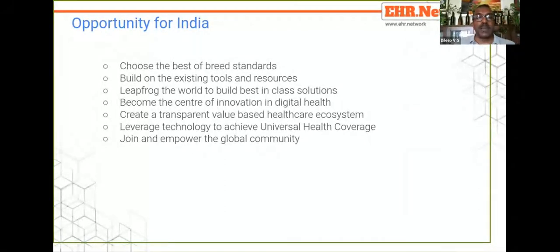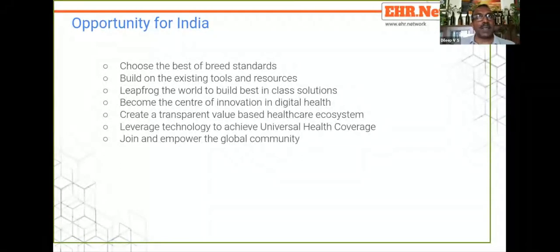We could become the center of innovation in digital health. If we take this route, we can really become the center of innovation in digital health. We already have a very vibrant startup ecosystem, and if we also support the ecosystem with the right tools for digital health, I think we have a killer solution here. Through this, we can create for India a very transparent, value-based healthcare ecosystem, a ground up change on what exists now.